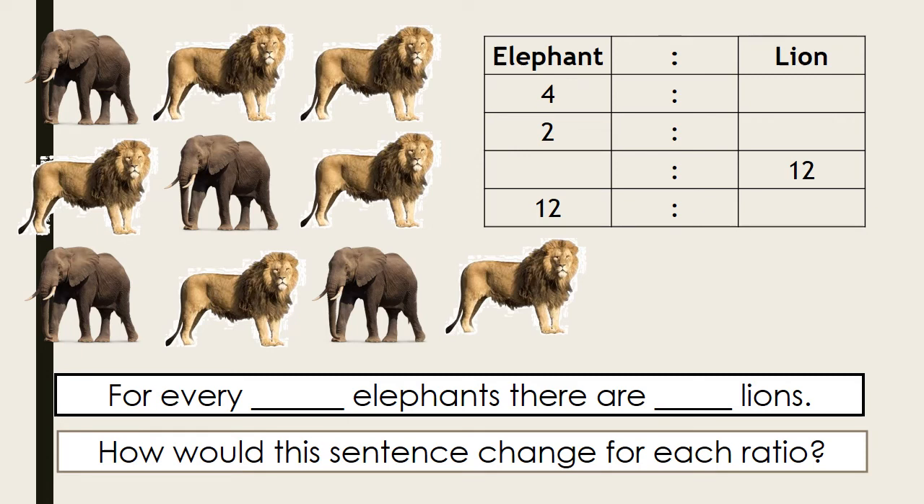Have a look on screen. Here we have 1, 2, 3, 4, 5, 6 lions, and we have 4 elephants. 6 lions and 4 elephants, or 4 elephants and 6 lions. So for every 4 elephants, there are 6 lions. How would this change for each ratio?